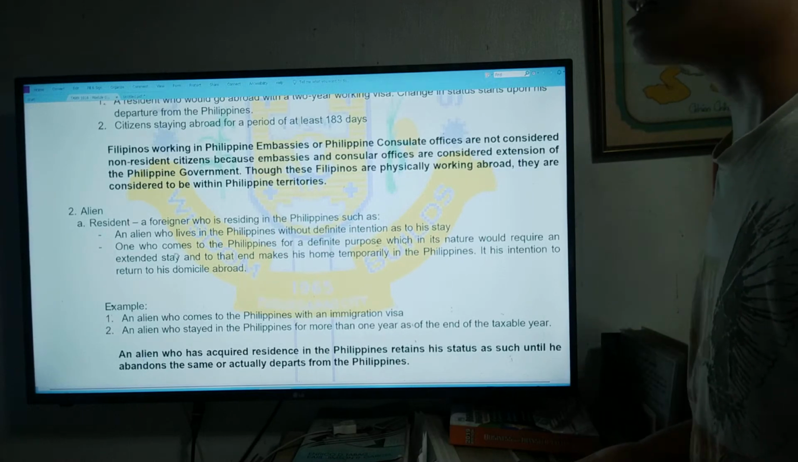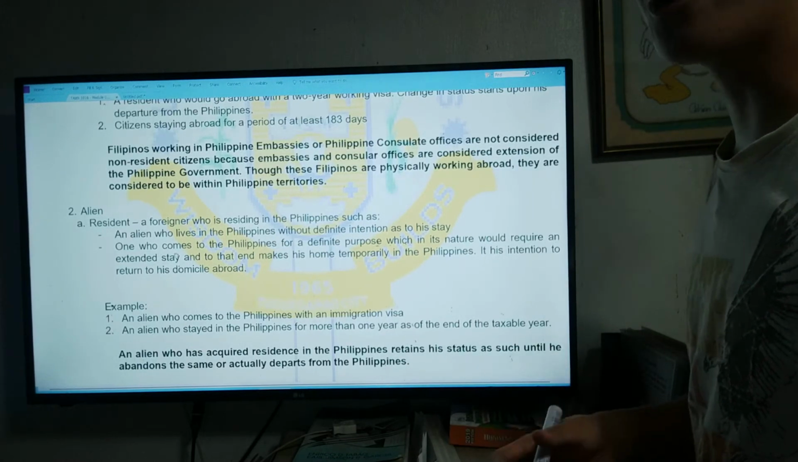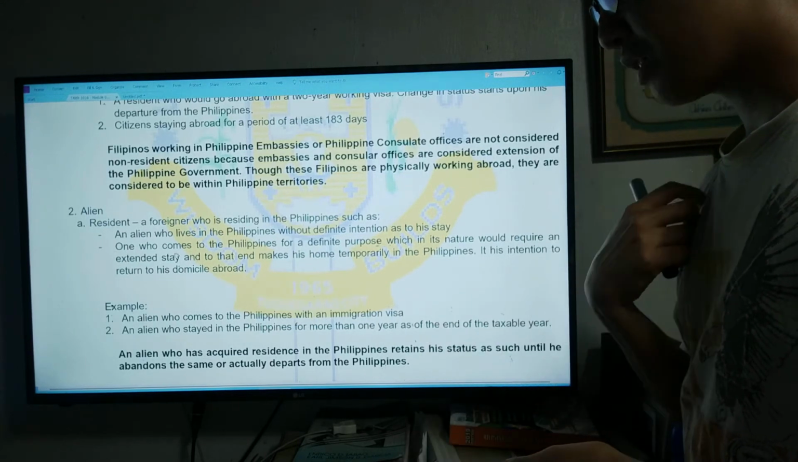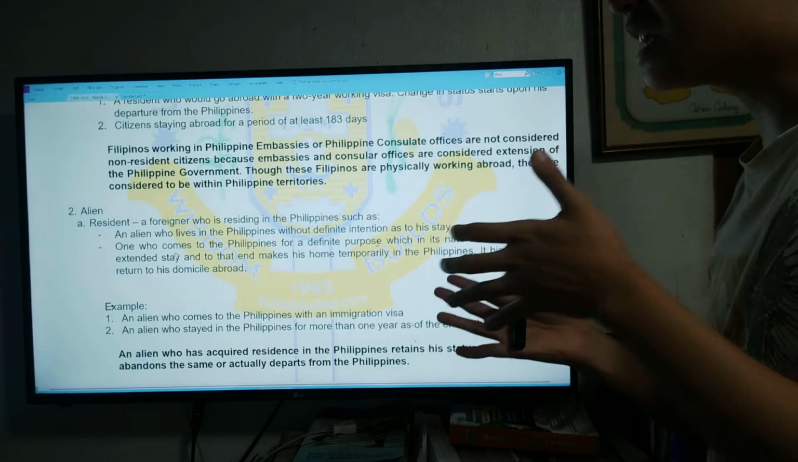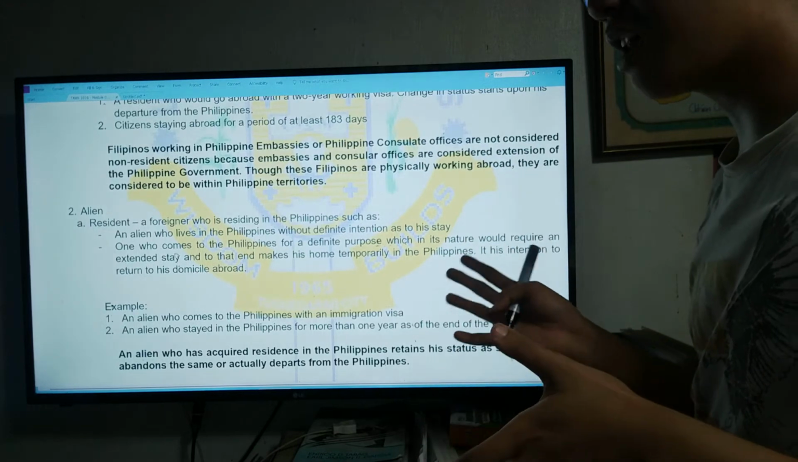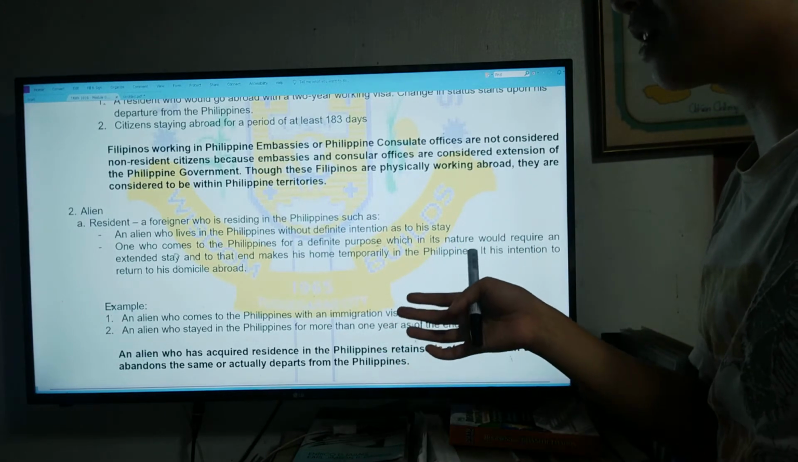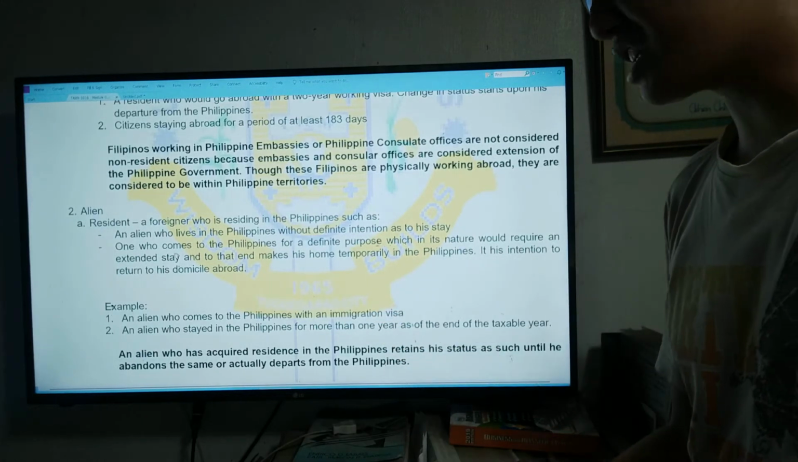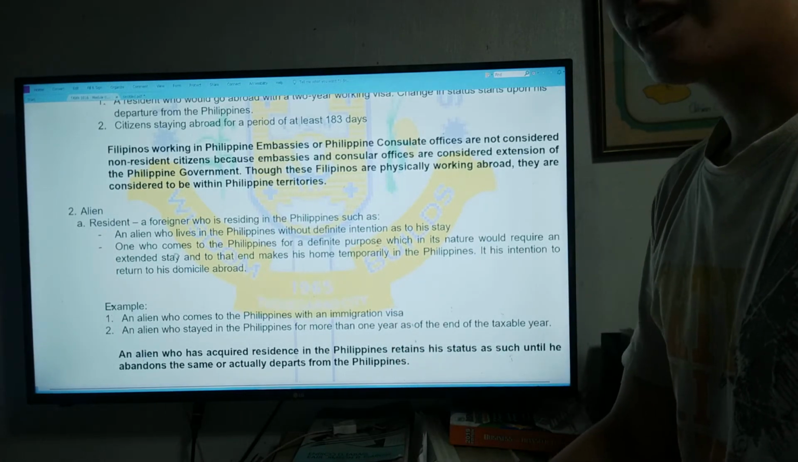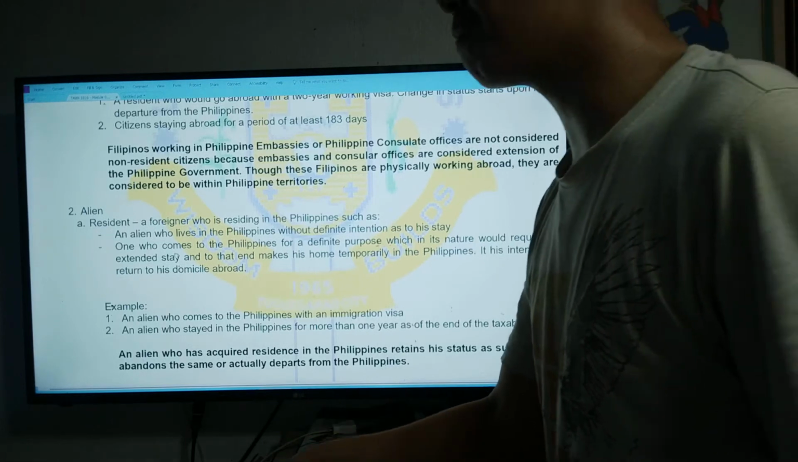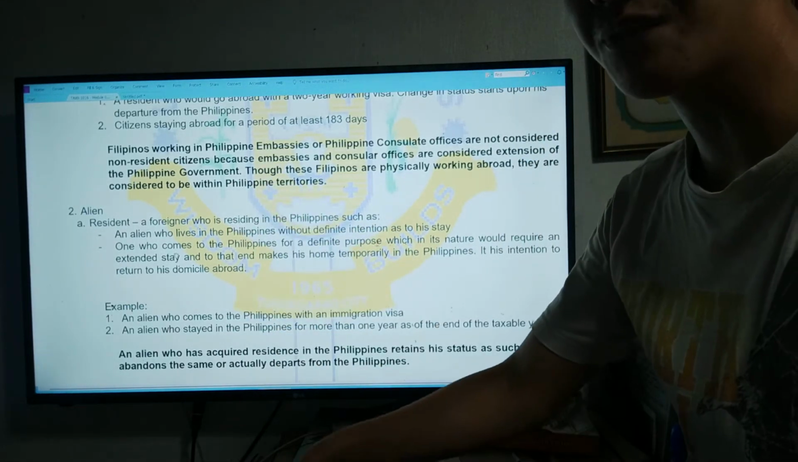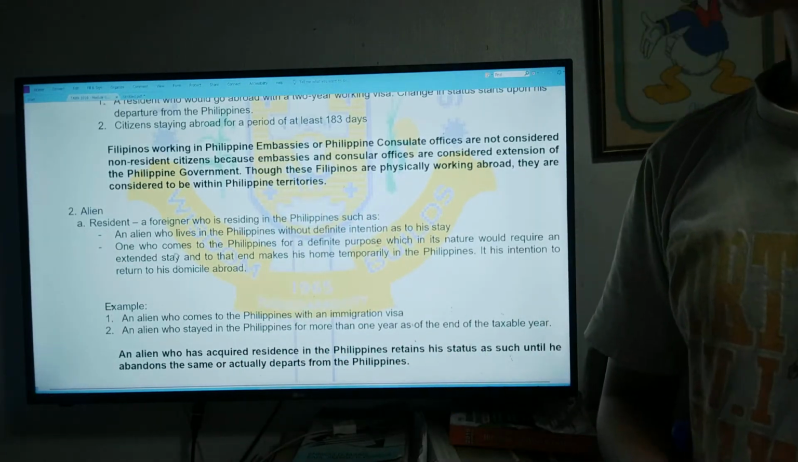So, kasi syempre, di ba, hindi naman natin maiiwasan na every now and then may mga bilateral talks tayo, may mga diplomatic ties tayo with these countries, lalong-lalo na ang US kasi nga US is our ally, di ba? That is why, okay, Philippines has established its embassies abroad. And sa mga embassies na yon, meron tayong mga ambassadors. And yung ambassadors na to, these are the representatives themselves of the government.